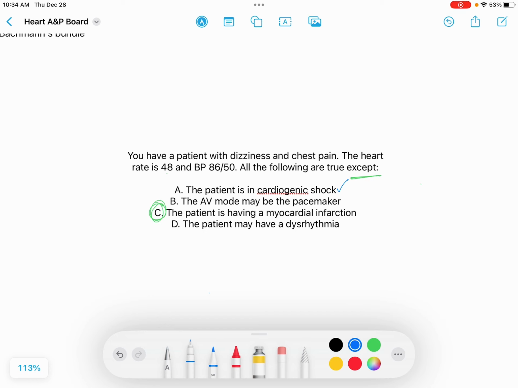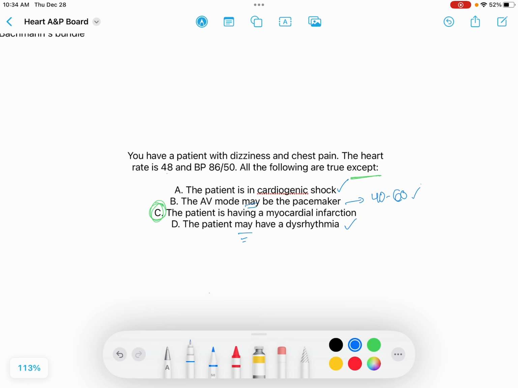The AV node may be the pacemaker. Again, the intrinsic rate of the AV node is between 40 and 60. Heart rate's 48. It is reasonable to think that this may be a possibility. And it may be reasonable to think, too, that if their heart rate's 48, we can't necessarily diagnose an abnormal rhythm without an EKG. But it is reasonable to suggest, given the rate, that there may be a dysrhythmia. We can't prove it 100%, but given that they say may, we don't have to, it just has to be a suspicion. Keep on the lookout for stuff like that.